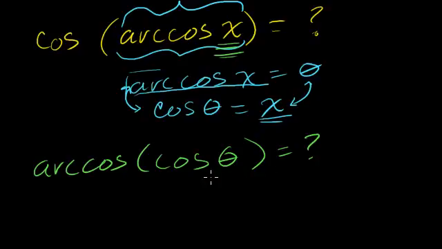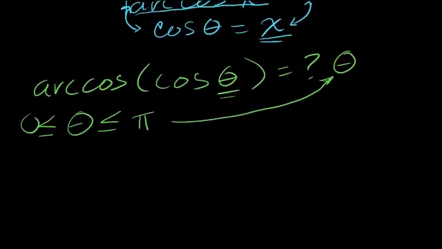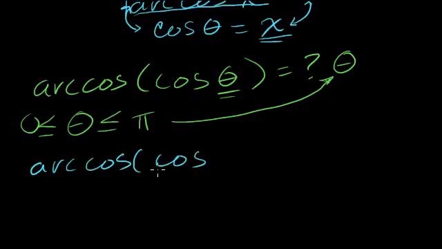So if theta is between 0 and pi, so it's in our valid range for the output of the arc cosine, then this will be equal to theta. But what if we take some theta out of that range? Let's try it out. Let me do one with theta in that range first. Let's take the arc cosine of the cosine of, let's just do one of them that we know. Let's take the cosine of 2 pi over 3.